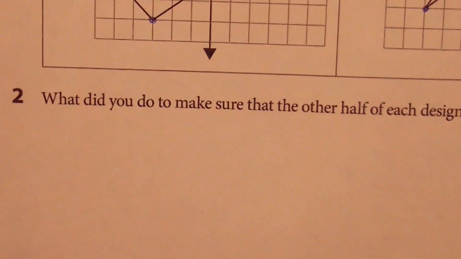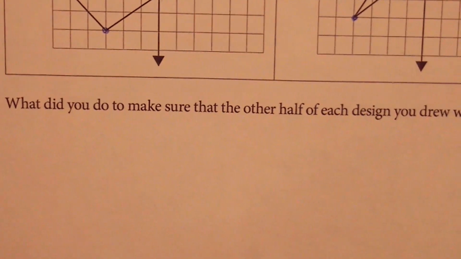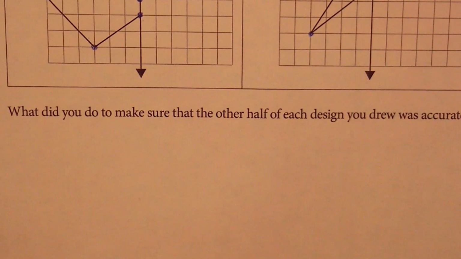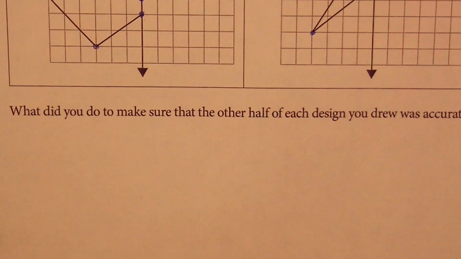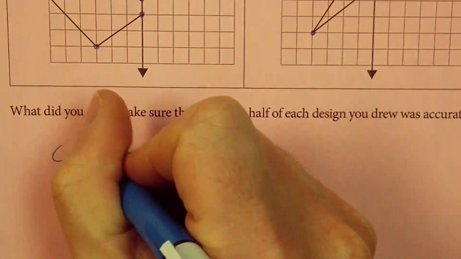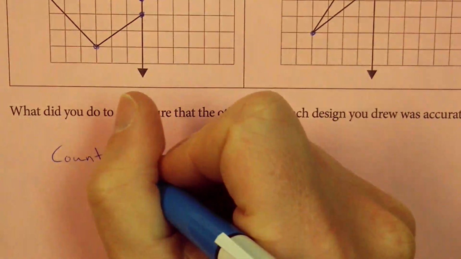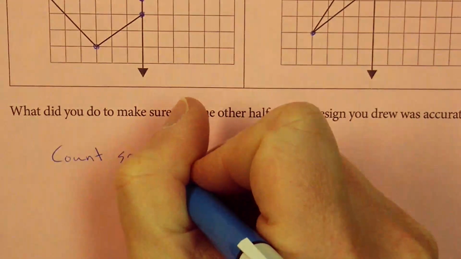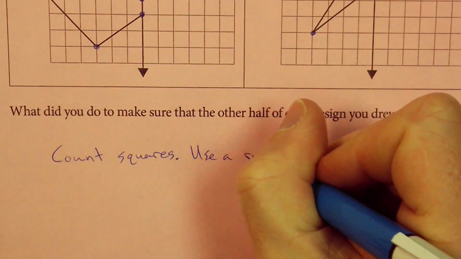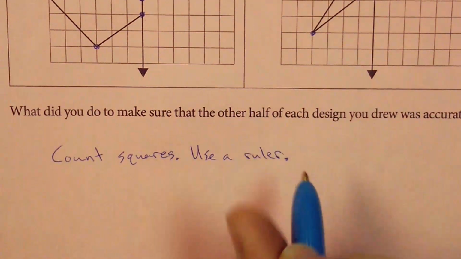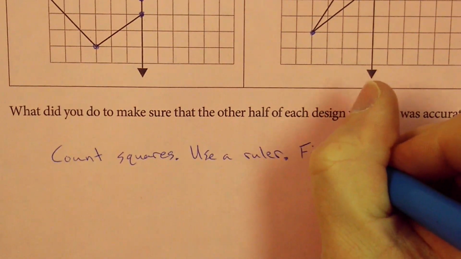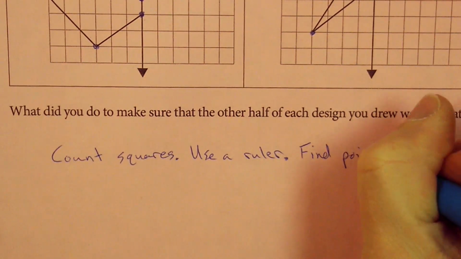It says, what did you do to make sure that the other half of each design you drew was accurate? Okay, what do we do? What I suggested is that you count squares, use a ruler, find points. Those are all things that we did.